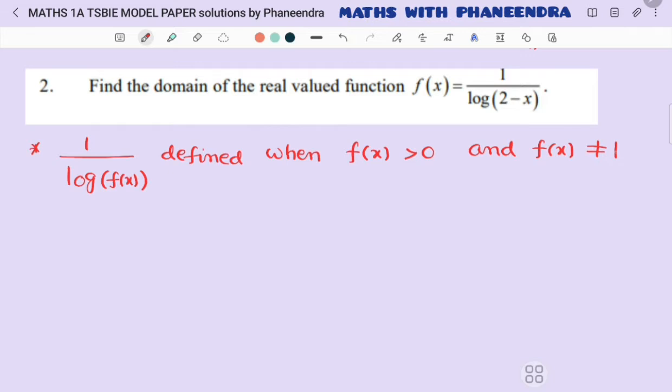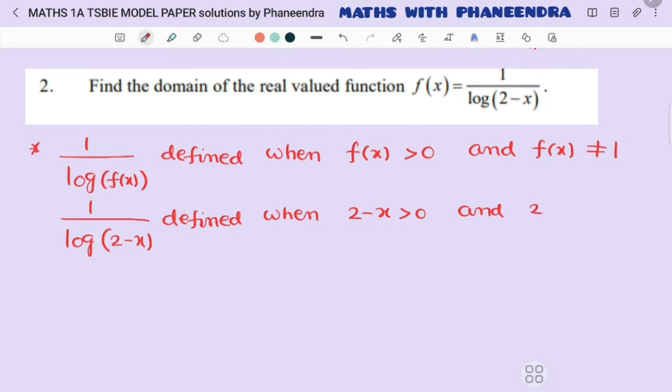Sir, why sir f of x is not equal to 1? Suppose f of x equal to 1, log 1 is 0, anything by 0 is infinity, we cannot define. Domain means we need to calculate for what values the function is defined. So f of x is greater than 0. Similarly, 1 by log of 2 minus x is defined when 2 minus x is greater than 0 and 2 minus x is not equal to 1. This is the way you can write it.